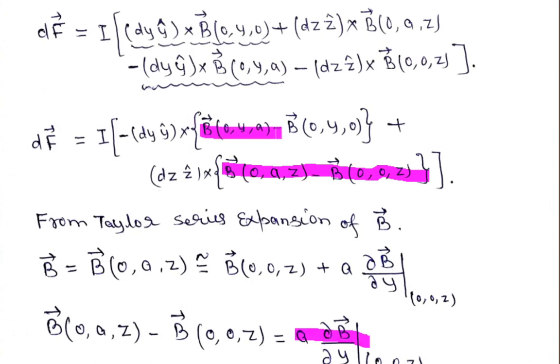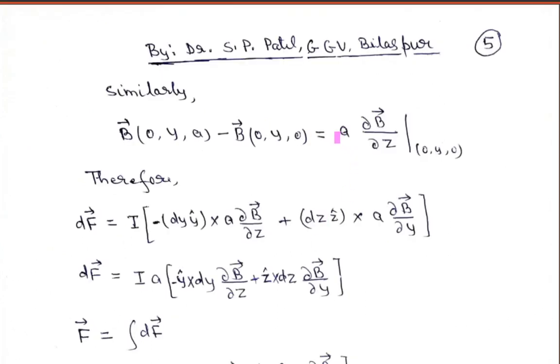Similarly, in place of this quantity I have to substitute what is written on the next page. So that is this one, A del B upon del Z at 0 0 y. How did I get it? By using the Taylor series expansion. I hope you understood my points. Therefore, if you write the dF, it is equal to I minus dy y unit vector cross product A del B upon del Z, plus dz z unit vector cross product A del B upon del y, okay. So that is what we will get.